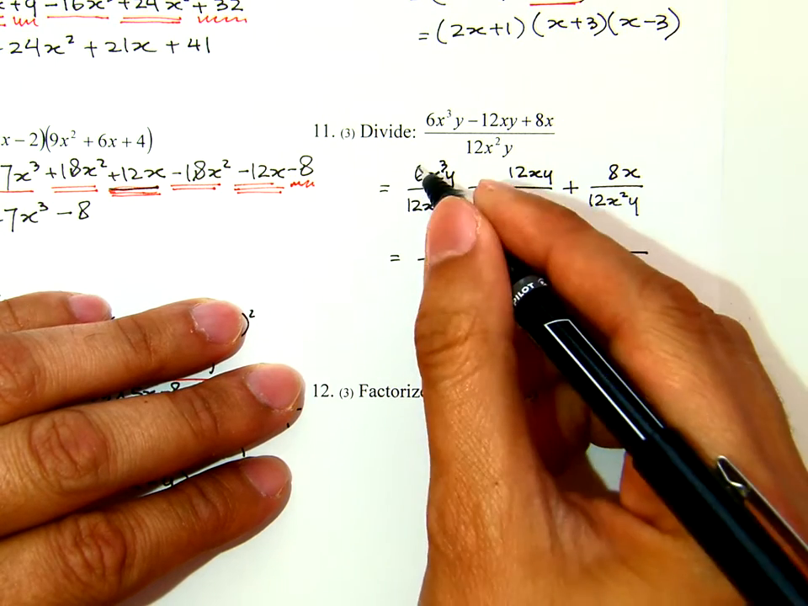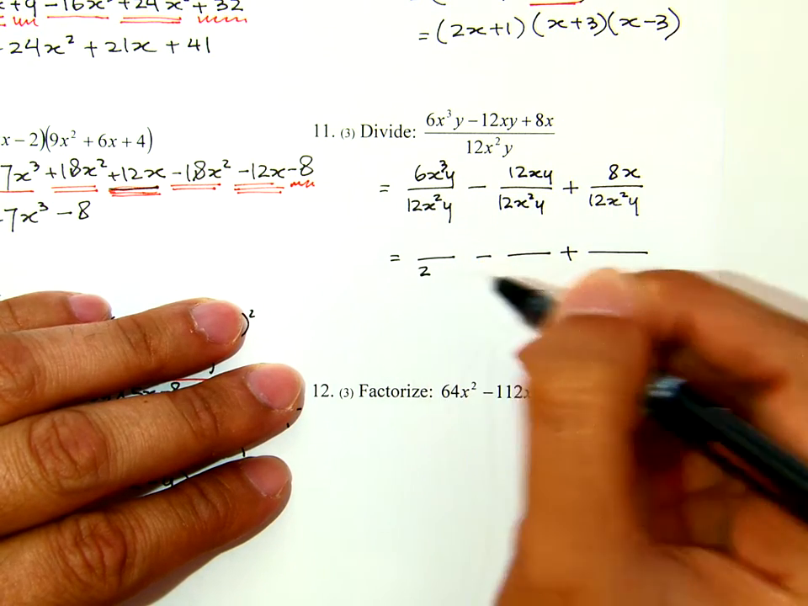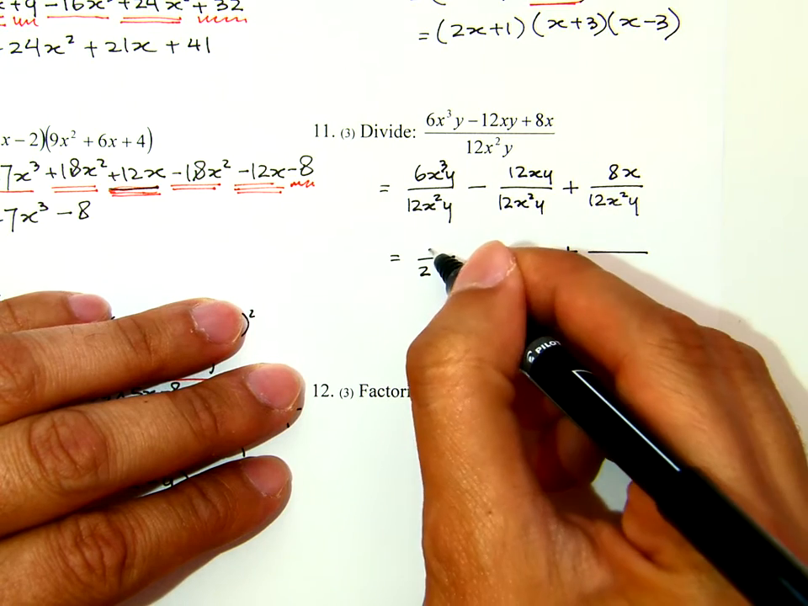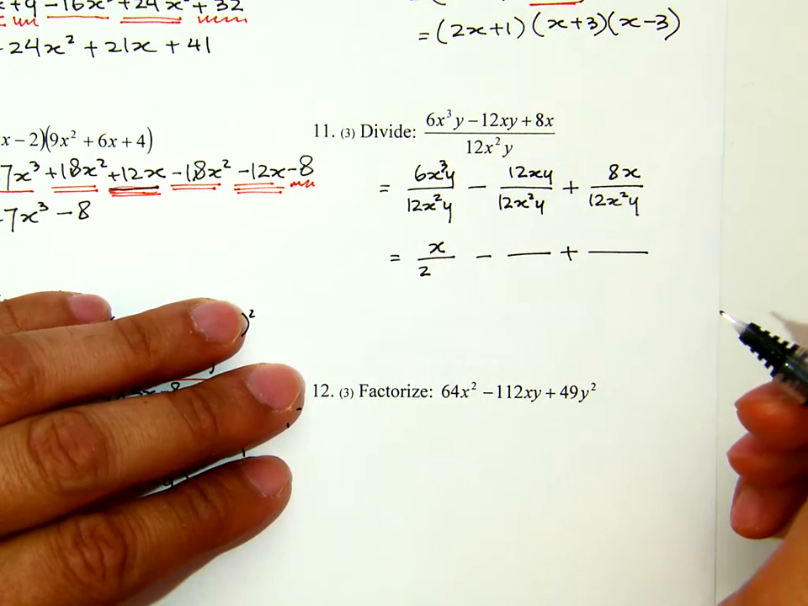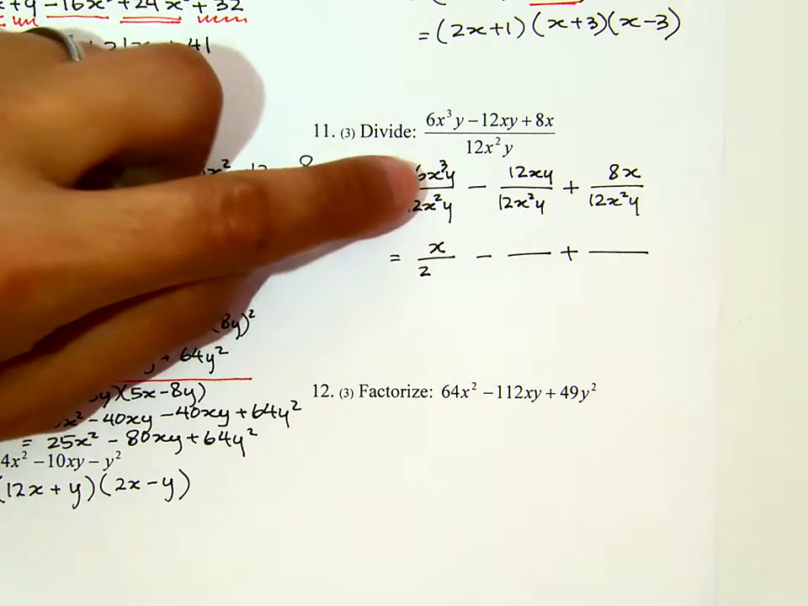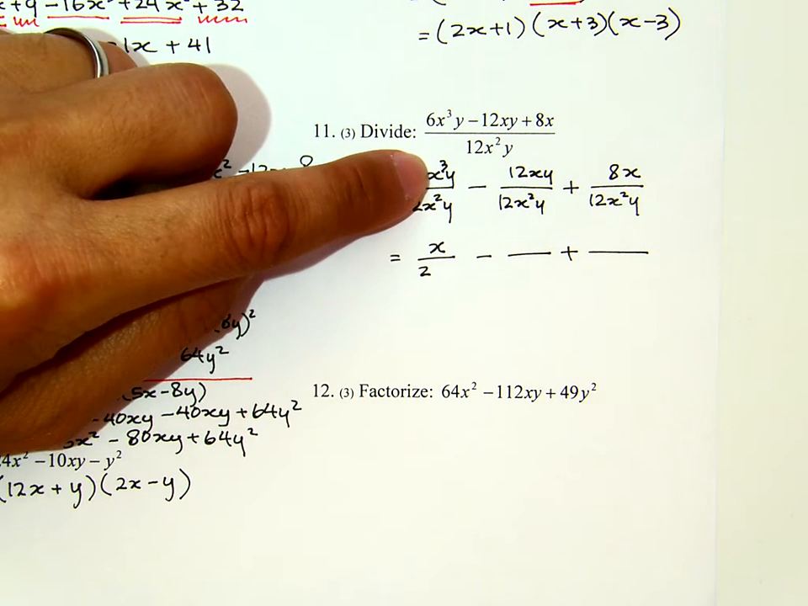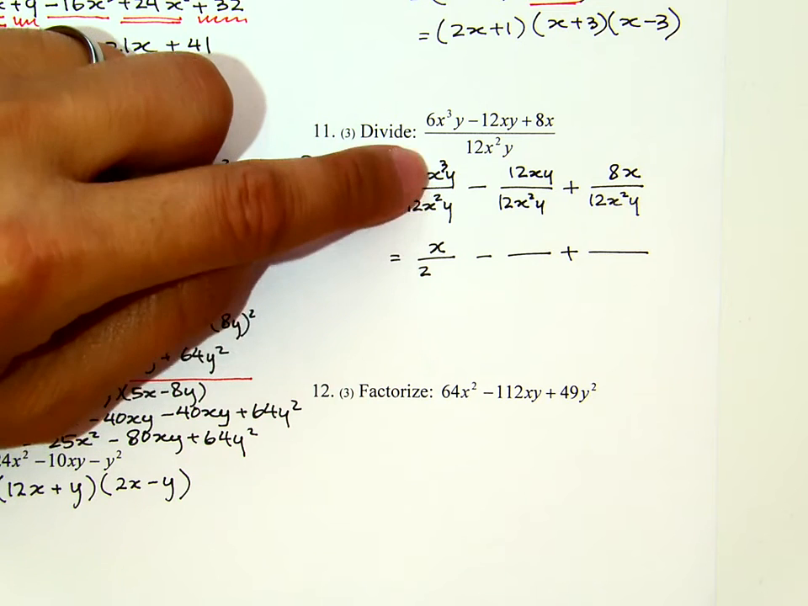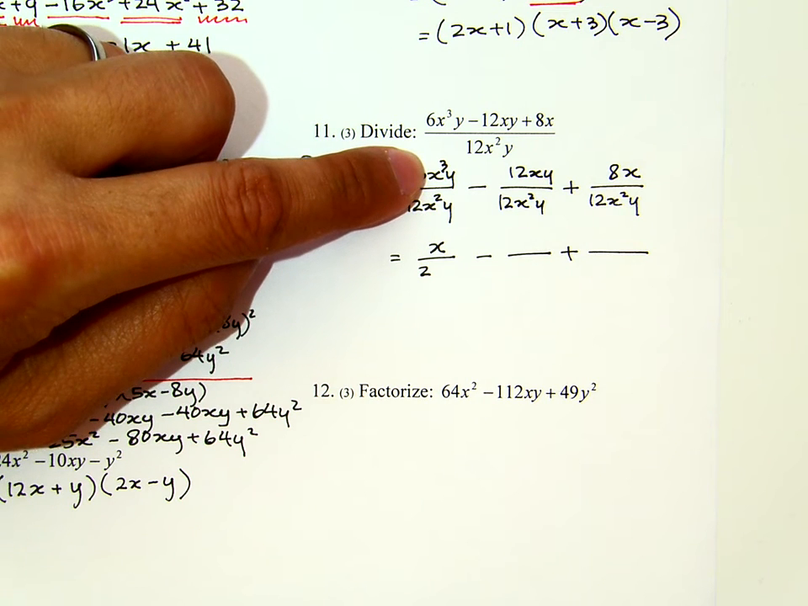The one here, 6 and 12, this is 2 at the bottom, the x at the top, right? The y cancel. You see the x cubed and x squared, x squared get cancelled, so you have one x left on the top.